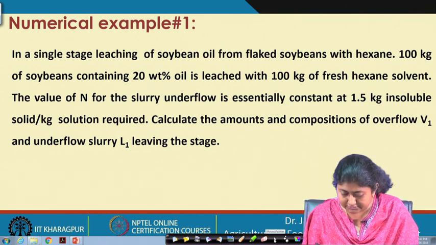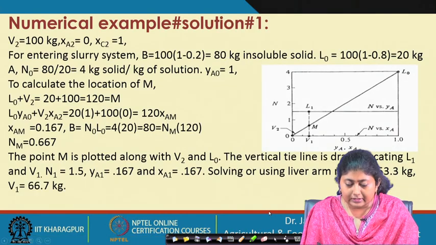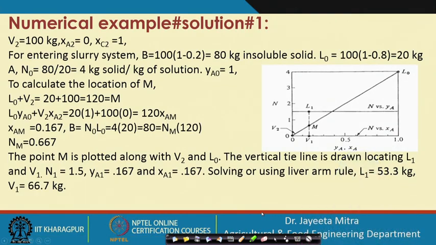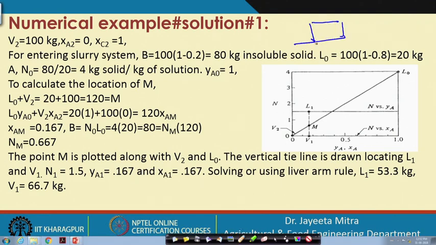So, how can we proceed in that problem? First, we have a single stage case, so we can make this diagram where L is entering, and there V is coming in. V first is the V 2 stream that is coming, that is 100 kg, but there is no trace of solute. So, X A 2 is 0 and X C 2, it is purely solvent, is 1.